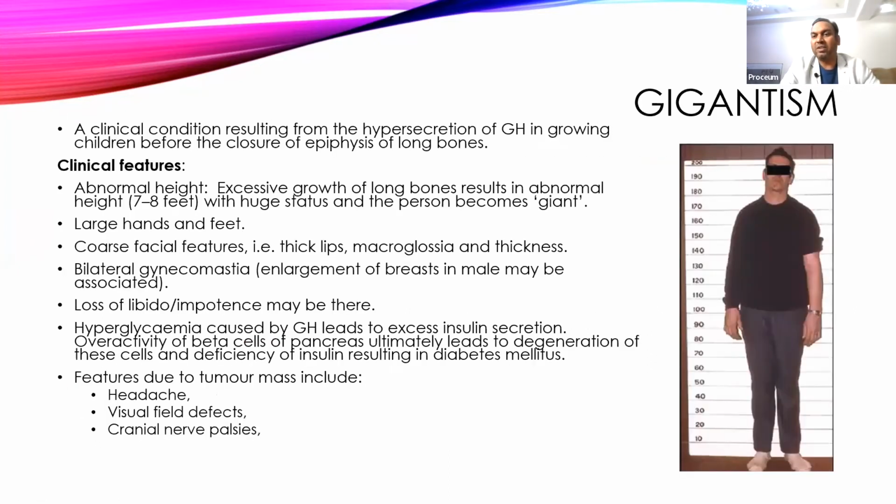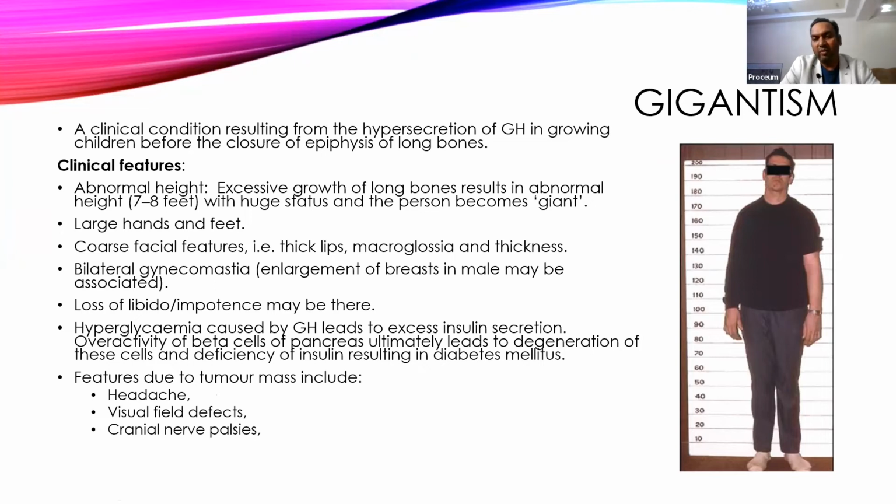Then hypersecretion of the pituitary gland. Whenever there is hypersecretion of the pituitary gland, two conditions occur: one is gigantism and another is acromegaly. Gigantism occurs whenever there is hypersecretion of growth hormone before puberty, before the closure of the epiphysis of the long bone.